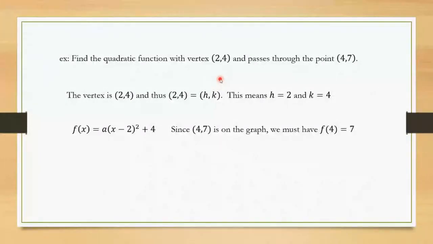So now let's do the same thing. Let's find a quadratic function that has this vertex, excuse me, and it passes through this point. Well, it's really the same idea, in that we know the vertex is (2, 4), so (h, k) has to be (2, 4). So h has to be 2, k has to be 4. Plug it in. As you can see, it's always x minus h squared. I mean, if your h is negative, then you do addition, as we'll see.